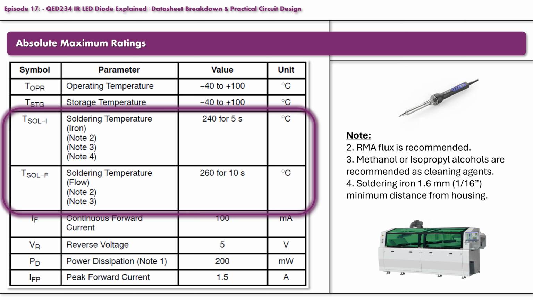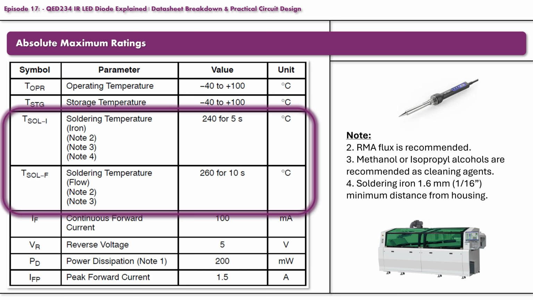The next two parameters specify the allowable soldering temperatures for manual soldering with a soldering iron and for automated soldering using machines or robotic systems. The first parameter indicates that the component can withstand exposure to a soldering iron at 240 degrees Celsius for up to 5 seconds without sustaining damage. In practical terms, this means that when the soldering iron is set to 240 degrees Celsius, the soldering operation must be completed within that time limit.